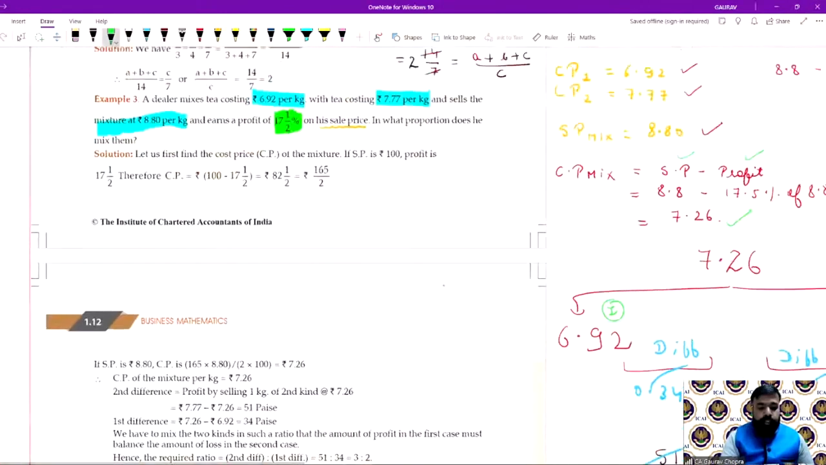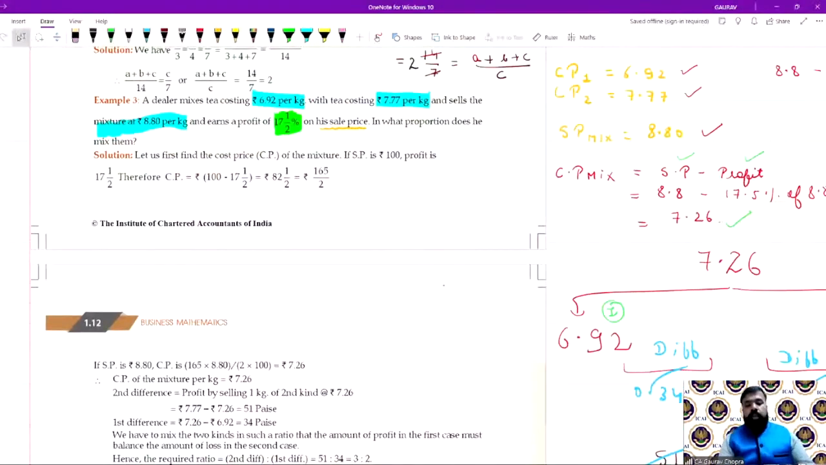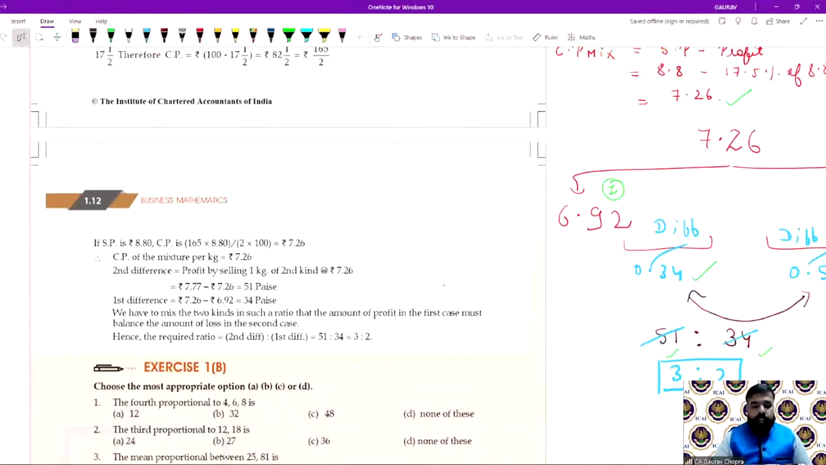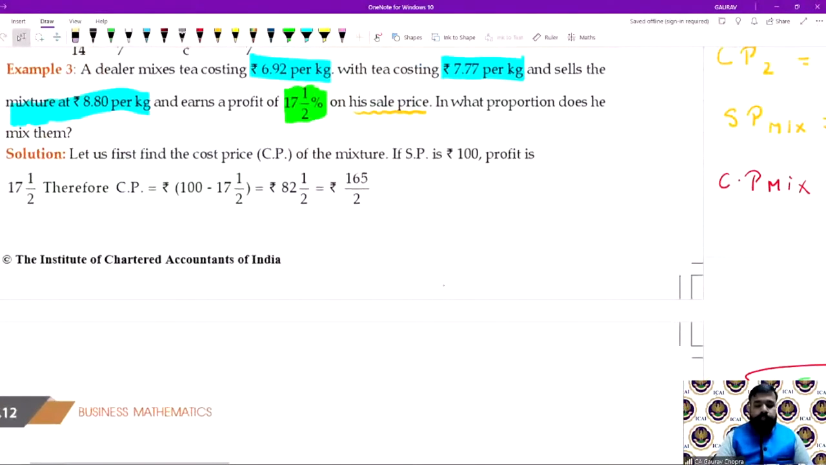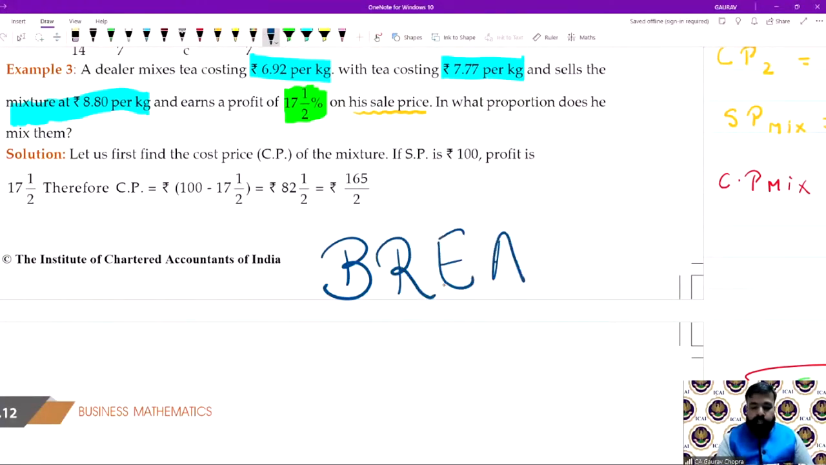So I have done the repetition of this example number 3. I hope now you can try all these kind of questions by yourself, right? So this was example number 3. So now before moving to the exercise, we can take a small break of 5 minutes and then continue with the questions. Okay. So let us have a break of 5 minutes.